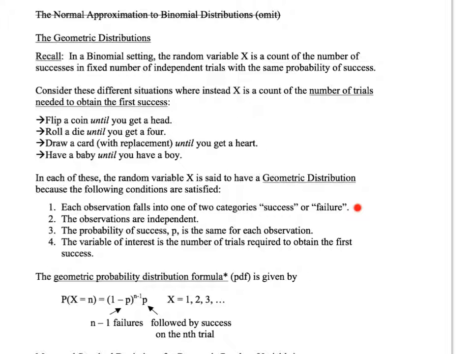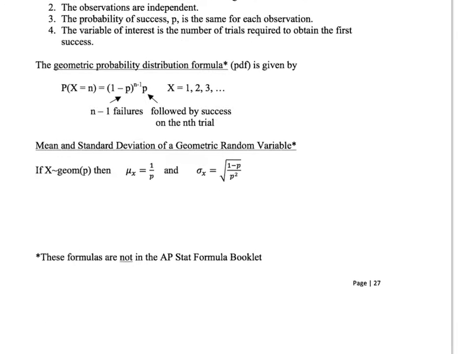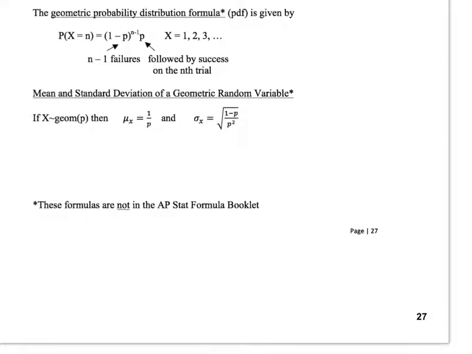In each of these cases, x has a geometric distribution, and the following conditions are satisfied. We still have one of two categories, success or failure, independent observations, same probability of success, but now we're counting the number of trials required to obtain the first success. So x now follows a geometric probability distribution, and finding the probability of waiting until the nth trial to obtain a success is a very simple calculation, actually. All we do is assume that the first n-1 trials resulted in failure, and finally the nth trial resulted in success.